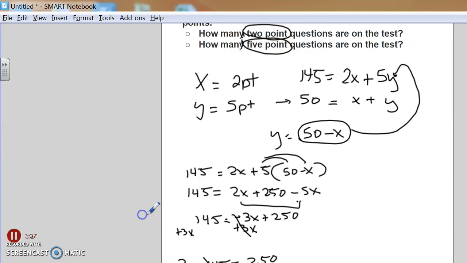And we're not finished. Since we know X is 35, we want to take it right up here and substitute. That 35 will substitute in for X. So now for Y, it's going to be 50 minus 35, which means Y would be 15. So your ordered pair, your solution, would be 35, comma, 15. And that means something. 35 represents how many 2-point questions we have, and 15 represents how many 5-point questions we have.